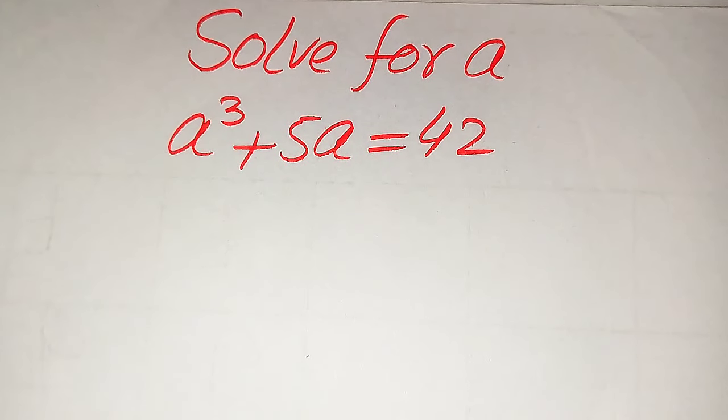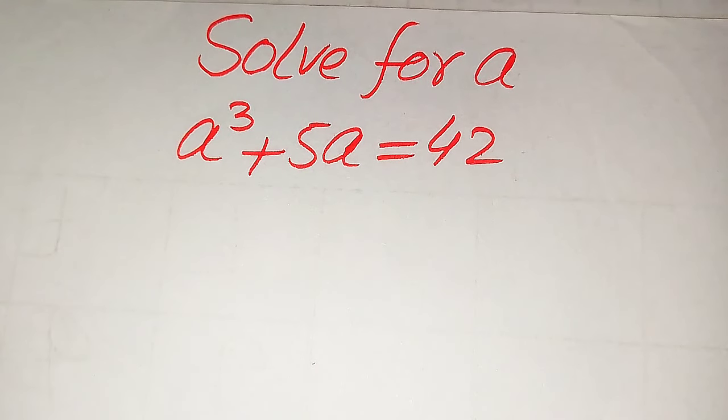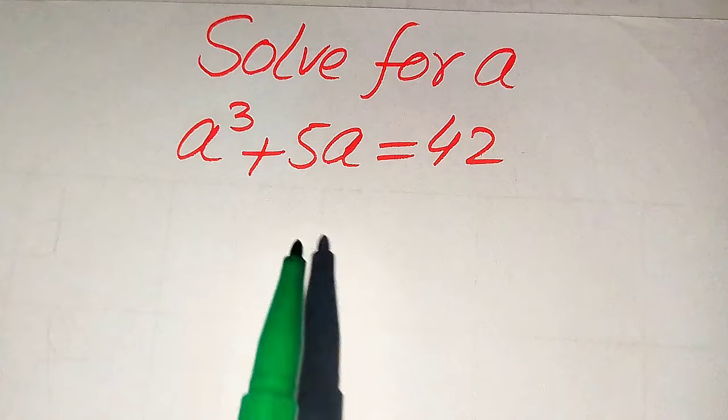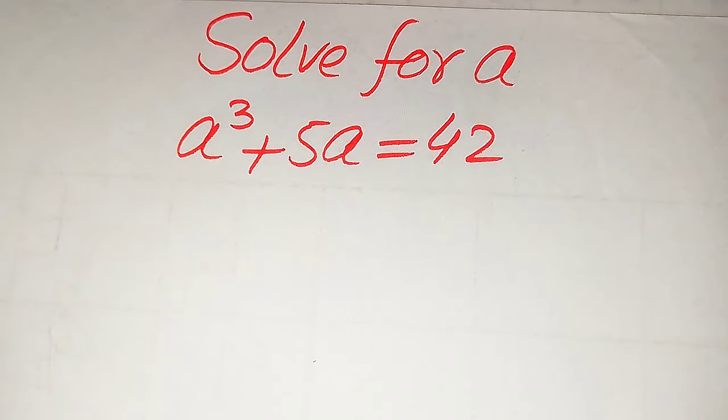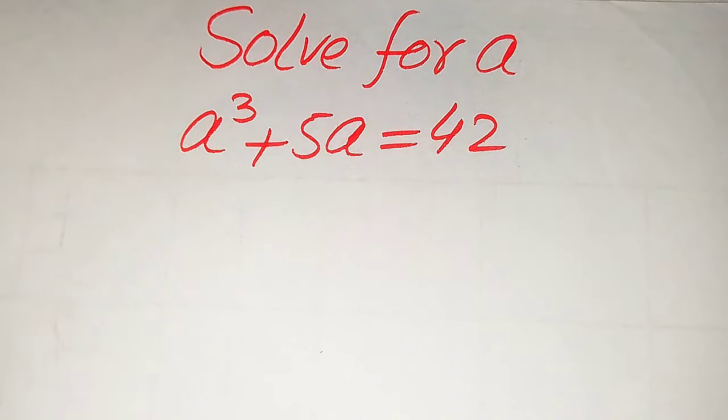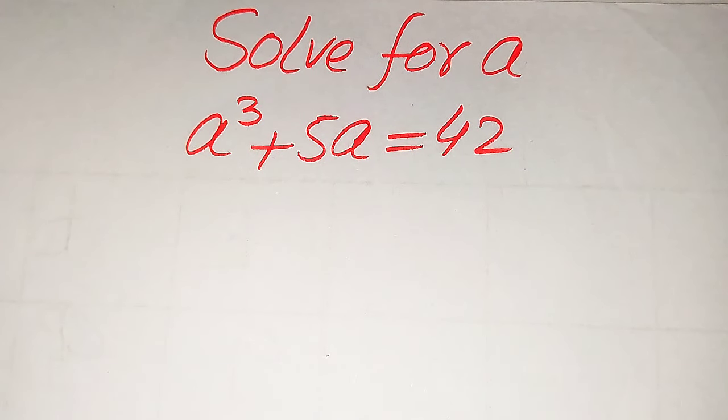Hello everyone, how to solve this problem for the values of a. If we have a cubed plus 5a equals 42, and we solve this problem for the values of a. So here first we need to find all the roots of this equation, and I hope you like this method.